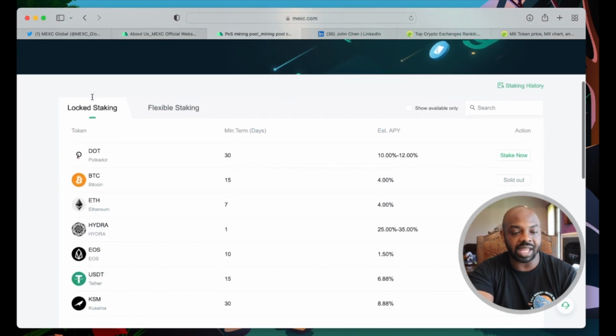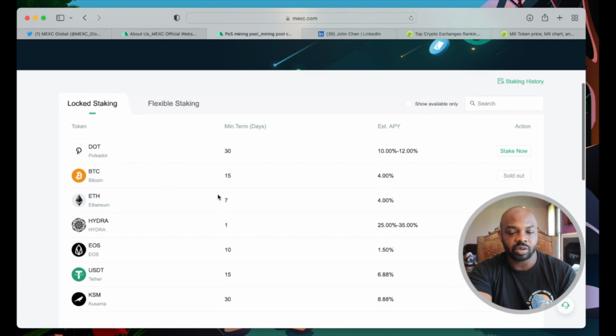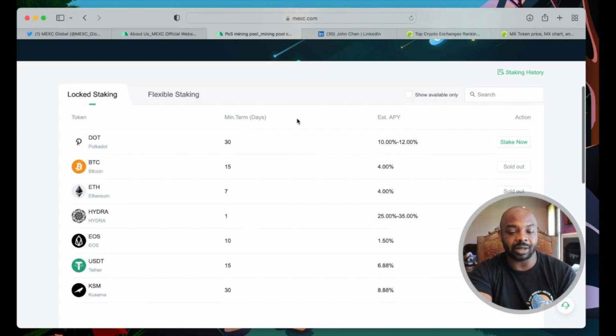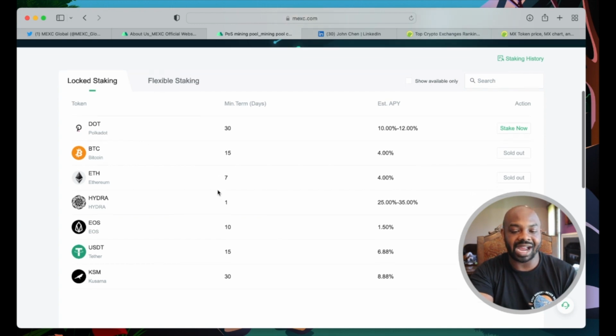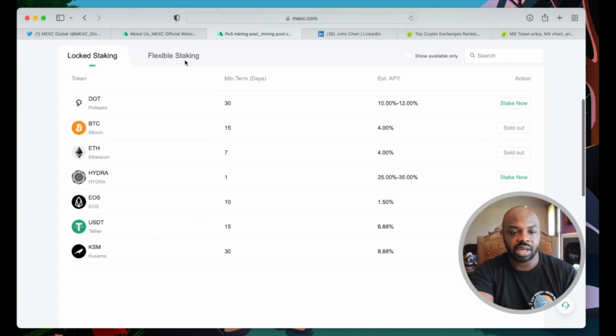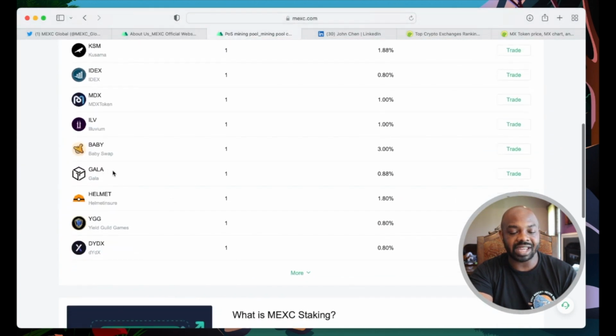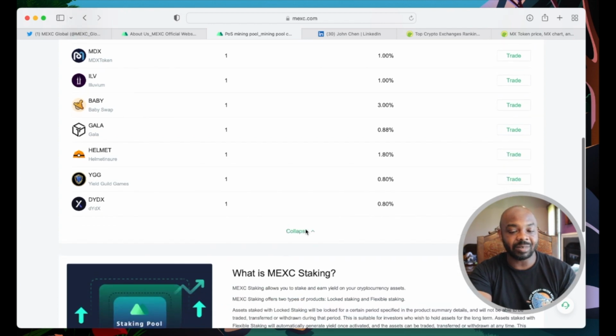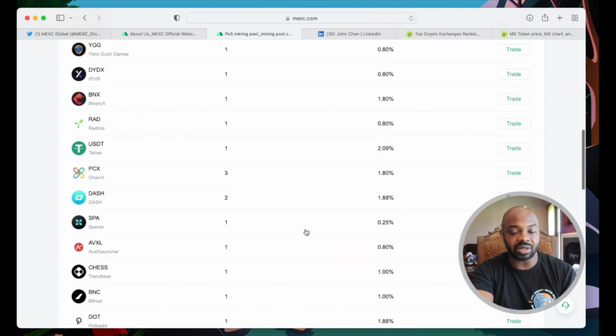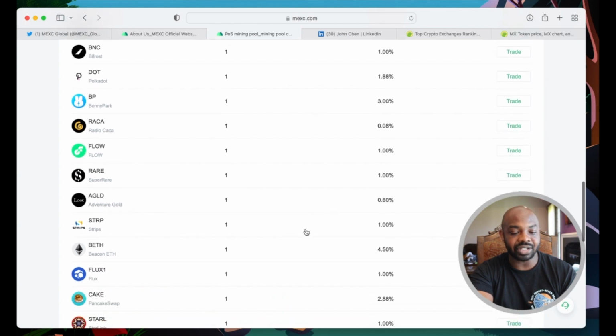So let's see what they have. If you want to lock it up for a minimum of 30 days, they got DOT. You're going to get 10 to 12%. We already know with Bitcoin, if you lock it up longer, it'd be smarter to lock your Bitcoin over here because you're going to get a higher percentage. And you got your flexible staking. Oh, they actually got Gala, but Gala is not even at 1%, but it's kind of better than nothing. So they do have some options over here.